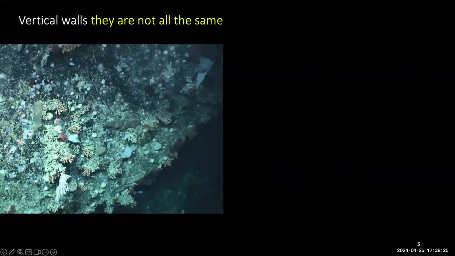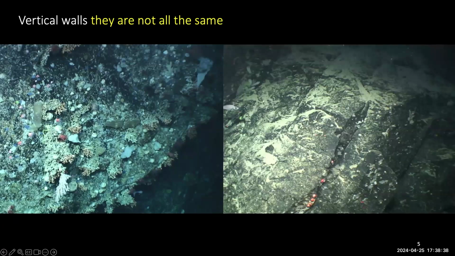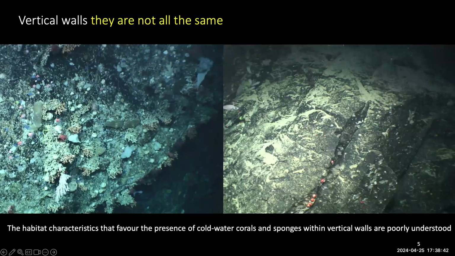And so now that you know how important these vertical walls can be, I have to mention that not all of them are the same. Although there are some vertical walls that have high diversity and dense communities, there are others that are just bare rock. However, the habitat characteristics that favor the presence of cold water corals and sponges within these vertical walls remain poorly understood.